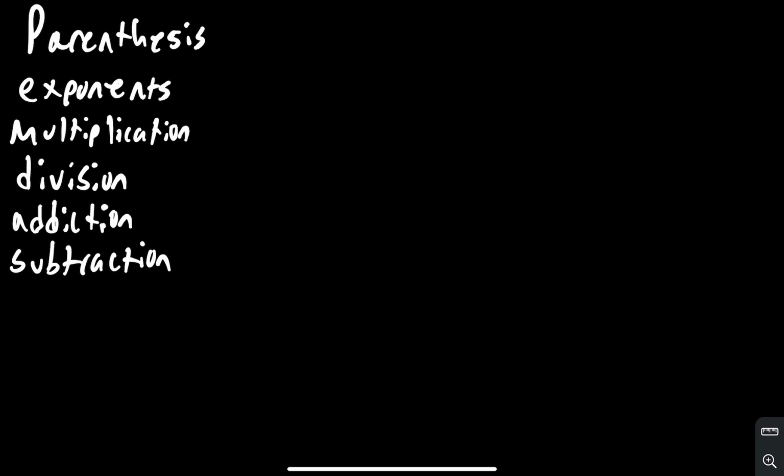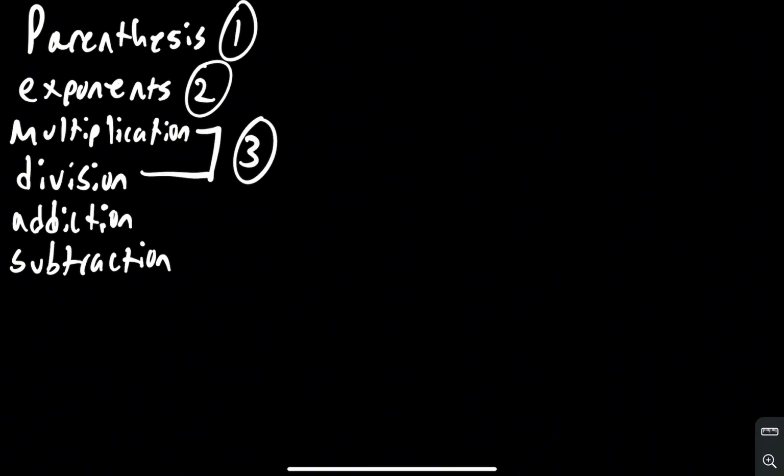So you follow this order. However, the first one you start with is parentheses. It's always the first one you start with. The second one is always going to be your exponents. But your third one is going to be a mix of multiplication or division. To determine which one you do first out of multiplication and division, it's whichever one is leftmost. Whichever one is more to the left of the problem, that's the one you do.